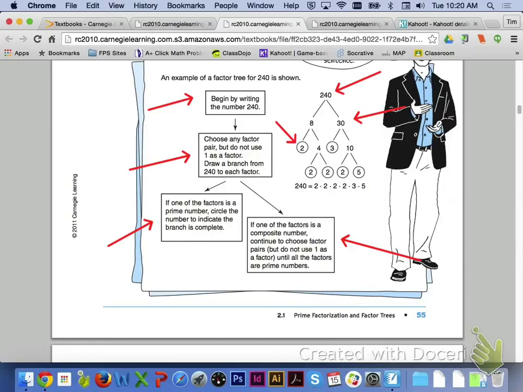2 and 4 for 8, 2 is prime, so we circle it. 3 and 10 for 30, 3 is prime, so we circle it. 4 is broken down into 2 times 2. And 10 is broken down into 2 times 5. So we have then our prime factorization of 240, 2 times 2 times 2 times 2 times 3 times 5.